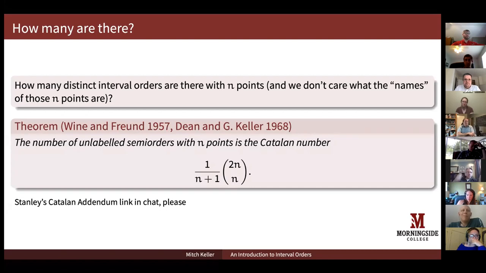So for semi-orders, the answer is known. Known since Wiener and Fréchet in '57 and Dean and some unrelated Keller in '68. The semi-orders are counted by the Catalan numbers, perhaps the most famous counting sequence out there, if you exclude the Fibonacci sequence for counting things that we can do recursively.